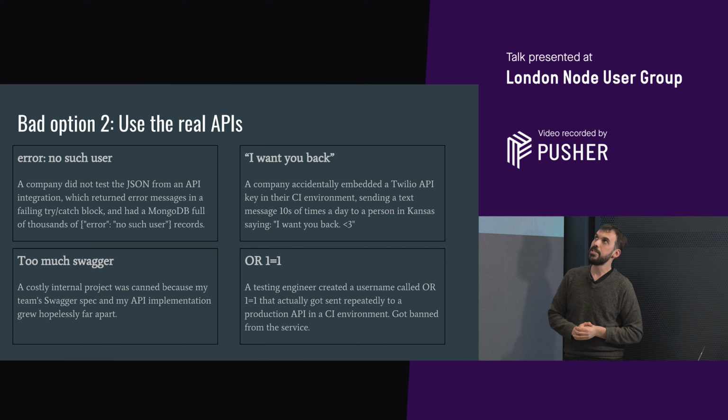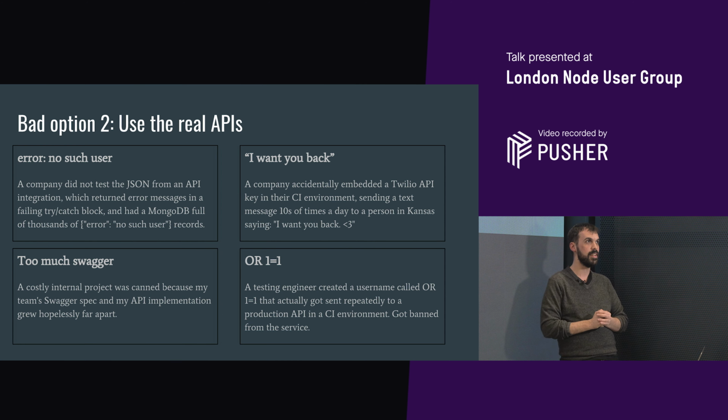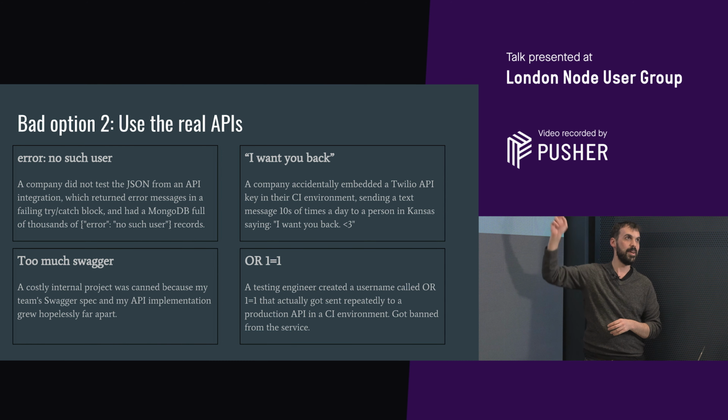So option 2, using the real APIs. I've actually collected a lot of stories. I've been kind of an ethnographer and anthropologist about what happens when you use real APIs in a CI/CD server. And I've seen lots of great stories. So my favorite is I Want You Back, which is a company that accidentally embedded a Twilio API key in their CI environment, sending a text message tens of times a day to a person in Kansas saying, I want you back, with a little heart. That's so nice.